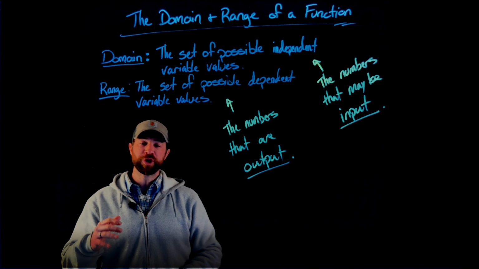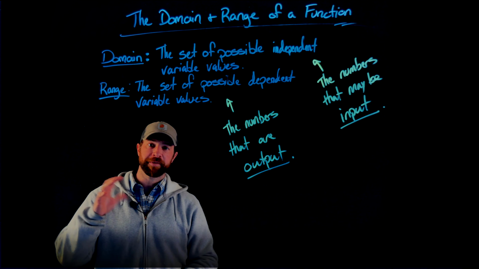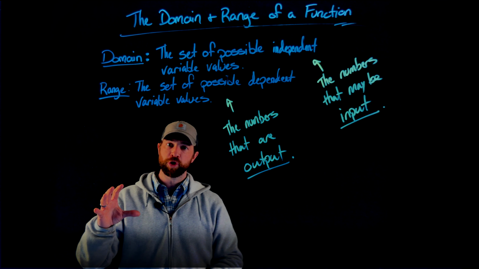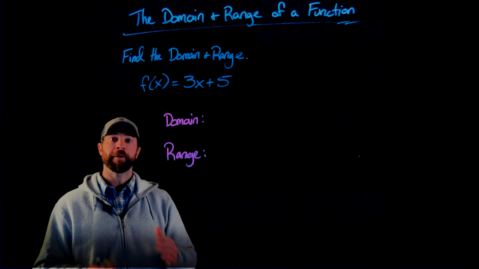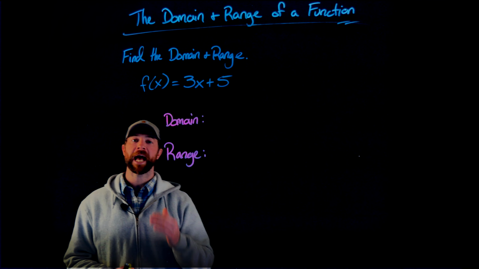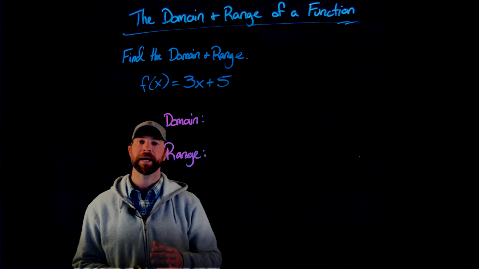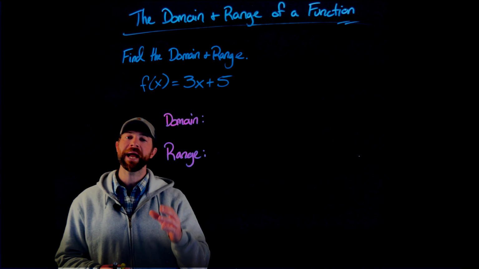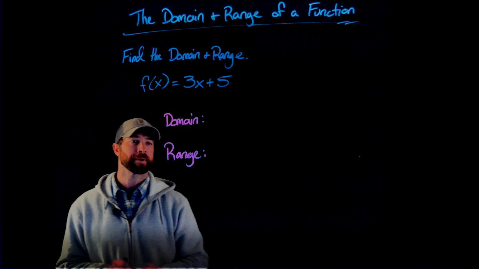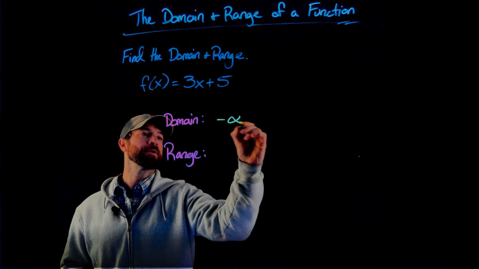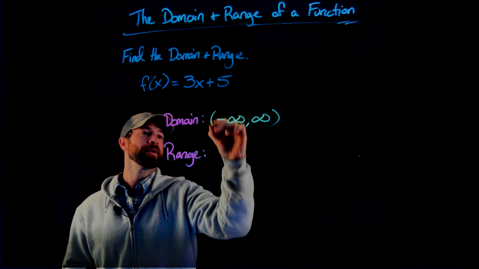All right, now what we're going to do is look at 4 different examples with the function definition, look at the domain and range, and relate that to the graphical representation of the function. Our first example here is the linear function f of x equals 3x plus 5. In this case, the domain, which are the values that may be input, is actually all real numbers. So in interval notation, that would be negative infinity to infinity.